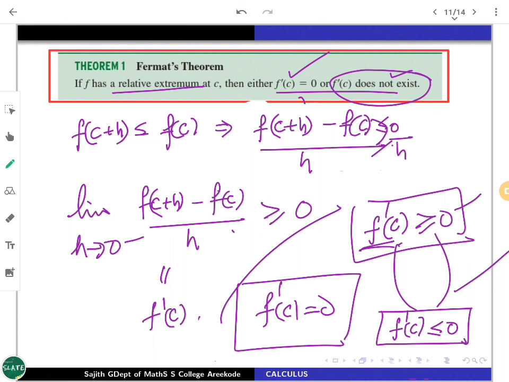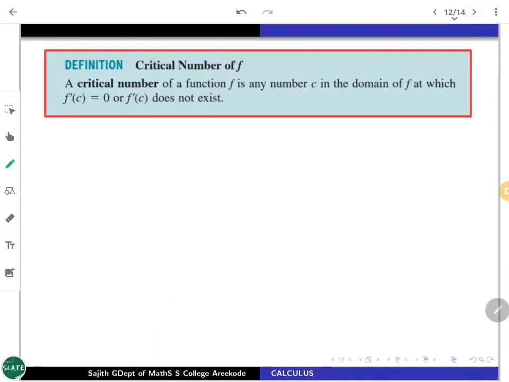So we have Fermat's theorem, which says that if f has a relative maximum, or an extremum in general, at c, then either f dash at c is 0 or f dash at c does not exist. So these are the important necessary conditions. Then that c we will call the critical number. We will define it very formally now. If you are supplied with a function f, a critical number of f is any number c in the domain of f at which f dash of c is 0 or f dash of c does not exist.